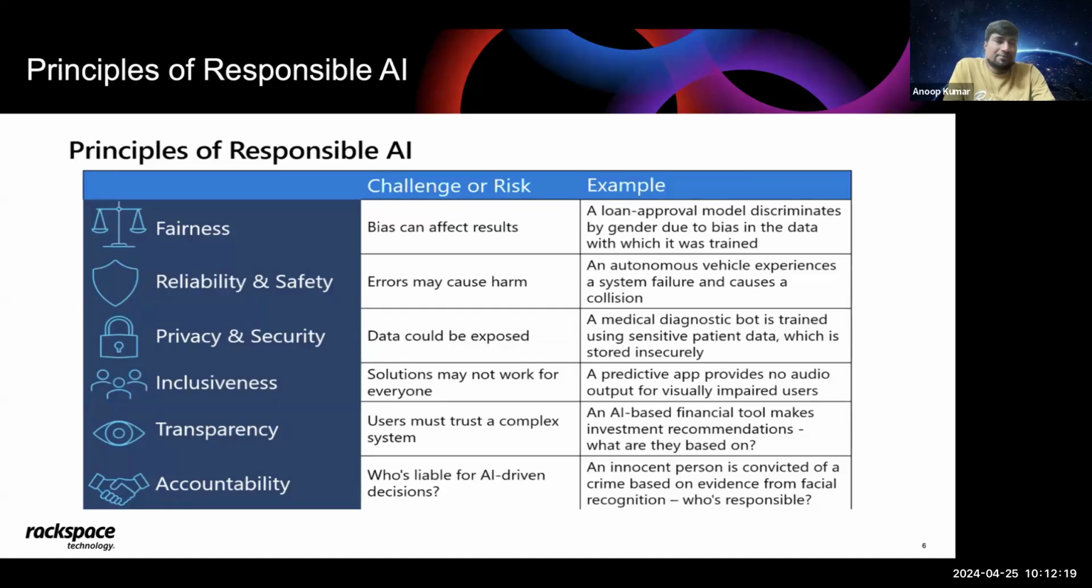And the third one is privacy and security. That's also important. Our data is very important, and it should not be exposed anywhere. There are some cases where the data is more sensitive, like medical cases. If we are using a medical chatbot trained with sensitive information, that should not be stored insecurely. It should be stored in blob storage with a private endpoint, so that it cannot go public or something like that.